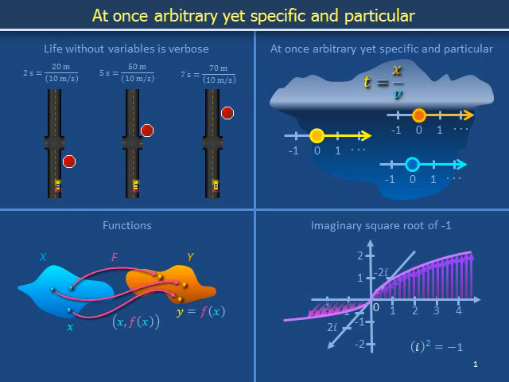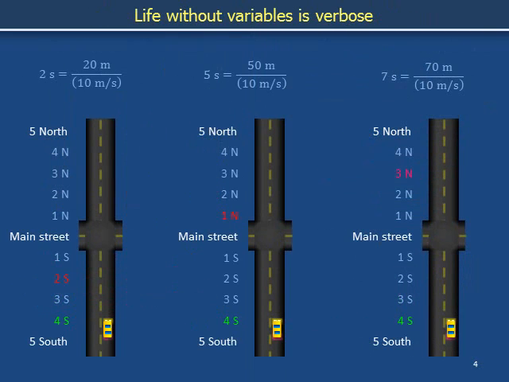You want to teach your friend that the duration of travel increases in proportion to the distance traveled. If your friend requests that you use concrete numbers, you are forced to give a variety of examples, such as 20 meters divided by 10 meters per second equals 2 seconds, 50 meters divided by 10 meters per second equals 5 seconds, and 70 meters divided by 10 meters per second equals 7 seconds.